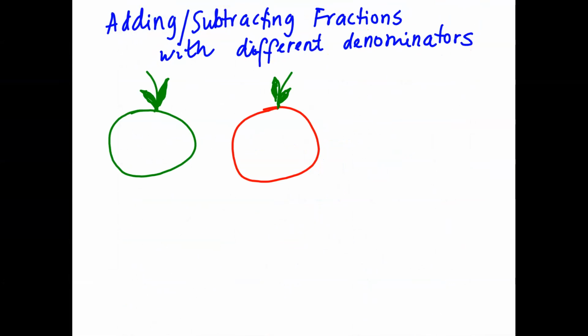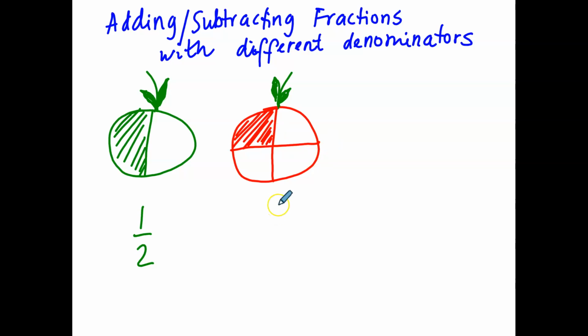Let's say we have 2 apples. The first apple we divided into 2 parts, and we are going to eat 1 part out of 2, 1/2 of an apple. And the other apple we will divide into 4 parts, and we are going to eat 1 out of those 4 parts. Can we now say that we ate 2/4 of an apple?